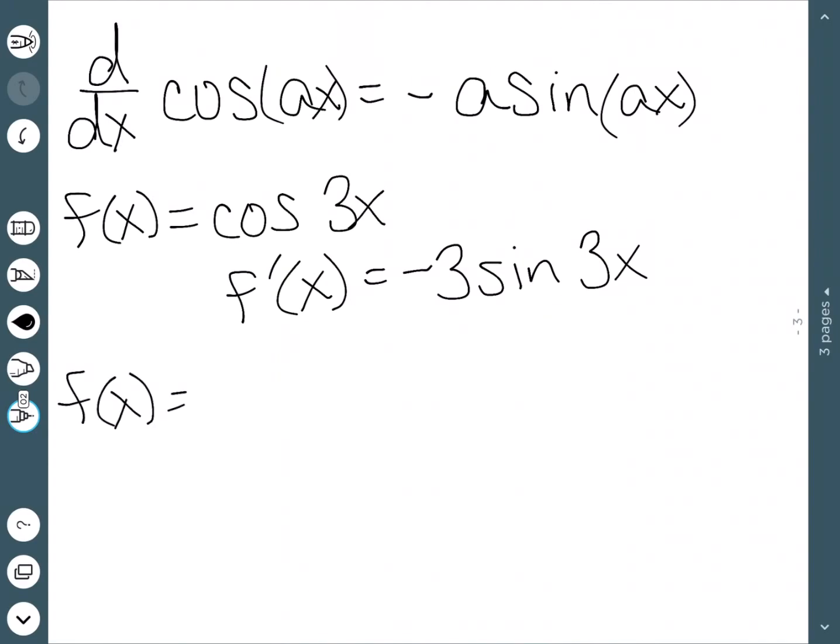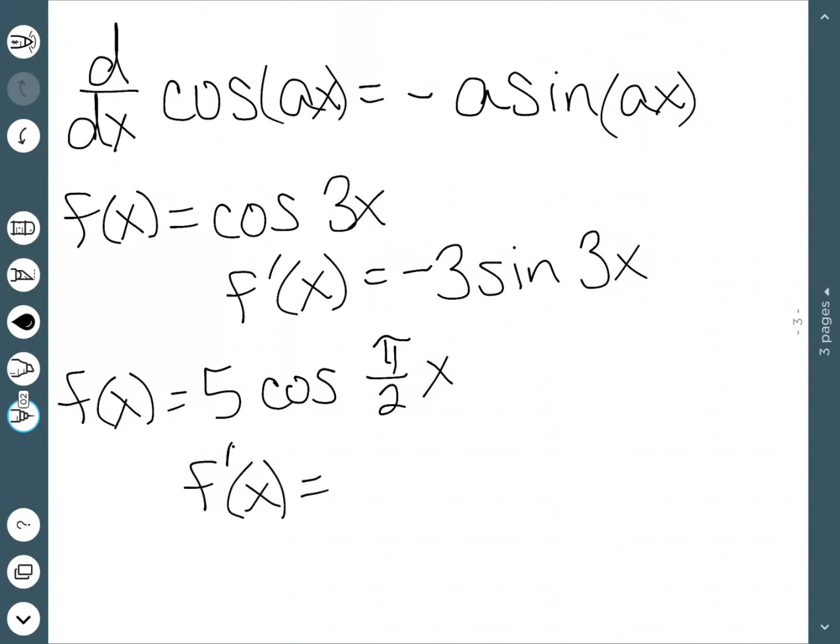But for an example, if the function is cosine 3x, then our derivative is going to be negative 3 sine 3x. And if our function looks like 5 times cosine of pi over 2 x, then our derivative is going to be 5 pi over 2 sine pi over 2 x. And let's do one of these that's a little more complicated.